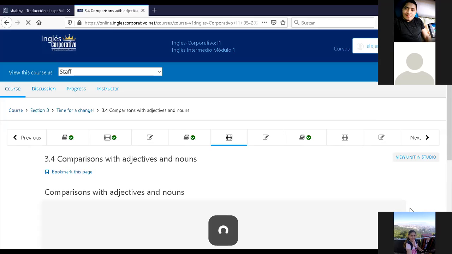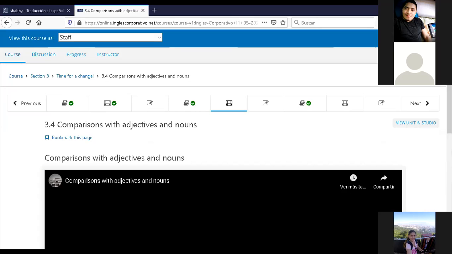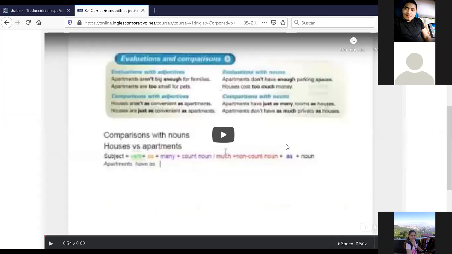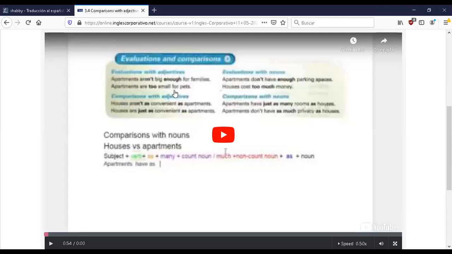Consonant plus vowel. So, comparatives with adjectives and nouns. This is quite a long video, but we are using the same one as Thursday. Okay? So let's go ahead and mute your mics and let's pay attention to this one. I will pause it from time to time to see if you are still here, or if you have questions.